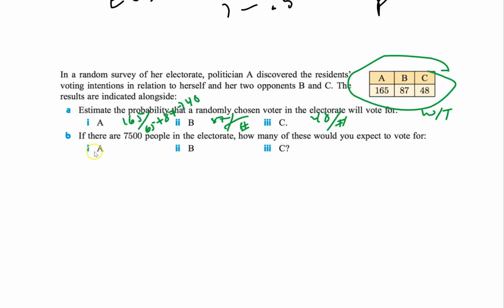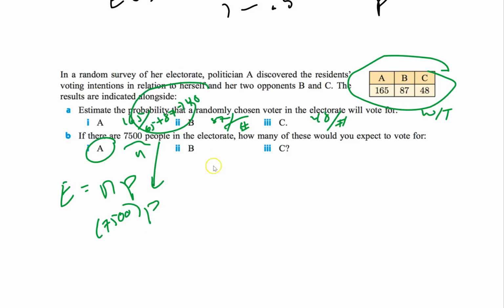Now look what this one says. If there are 7,500 people in the electorate, how many of these would you expect to vote for A? Well, remember, our expected value is just n times p. Right, because now we're done with the box. I don't have a box anymore. That's this for the first part. Where n is 7,500 people. And our p is whatever number we got here. Whatever that happened to be, that's our p. Likewise for B, it will be 7,500 people times whatever this value is down there. That's kind of the idea.